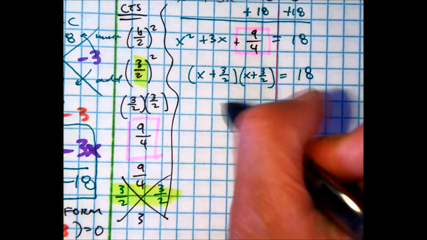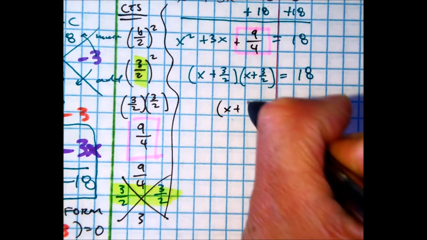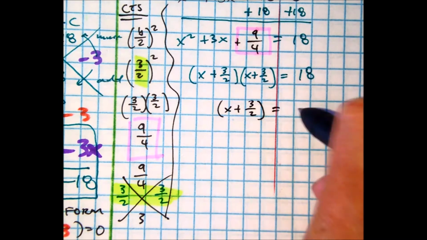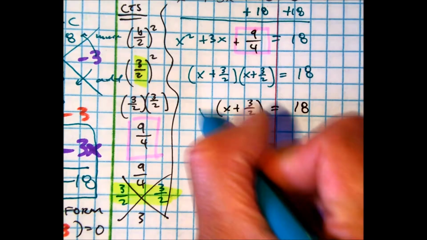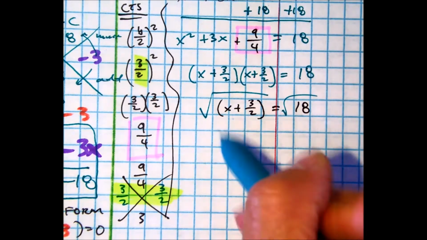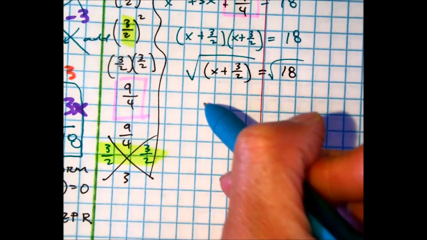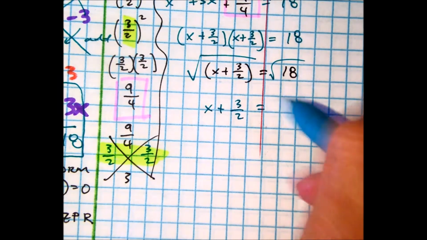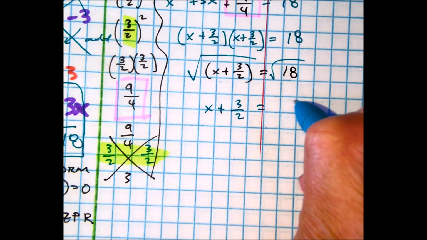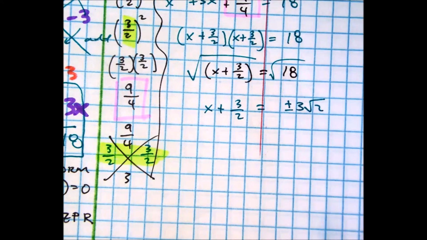How many of these do I have? 2. And then we just solve by the square root method. What should I do next, class? We're going to take the square root. What's left? Equals. Plus or minus, someone said, 3 radical 2.